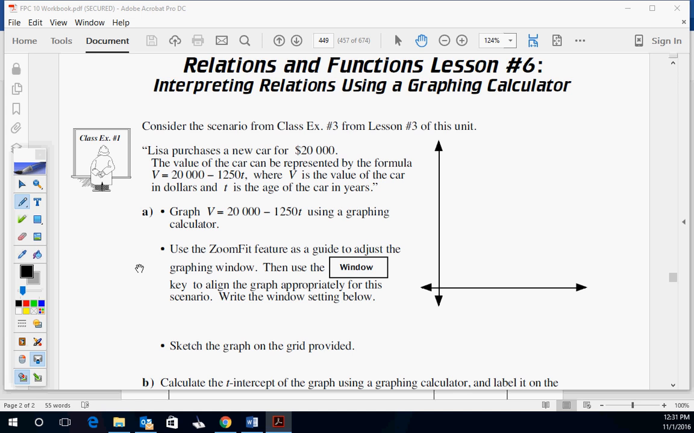If we graph this on a calculator, we're going to use Zoom Fit. The reason Zoom Fit works better for this is that they're big numbers. With 1250 going down from 20,000, my window is going to have to be way zoomed out, because I need to see more numbers. Let me open up the calculator real quick to show you.